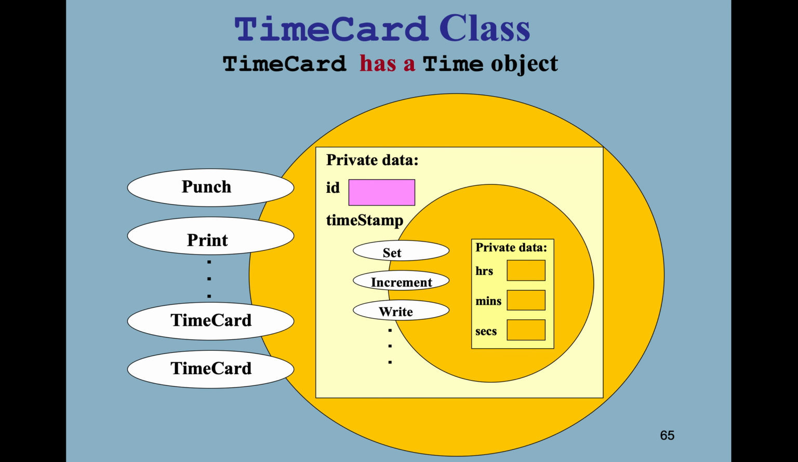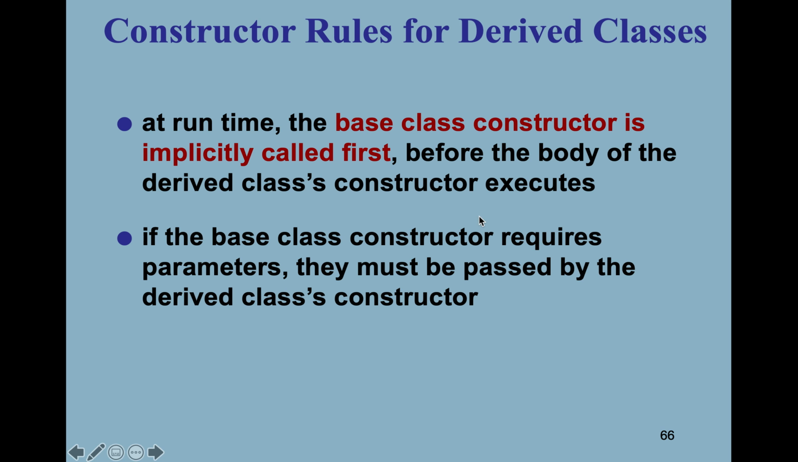Here's a time card class. The time card has a time object inside of it, as mentioned before. We have the private data: an ID, a timestamp, and then we have more data that we can stick inside of it. Here's another object that's inside of it, which would be a timestamp actually inside of it. Basically showing you that you can put objects inside of objects. This has a time object inside of it. The time object has hours, minutes, and seconds. This is the object here that's inside of this one. So we can nest objects inside of objects.